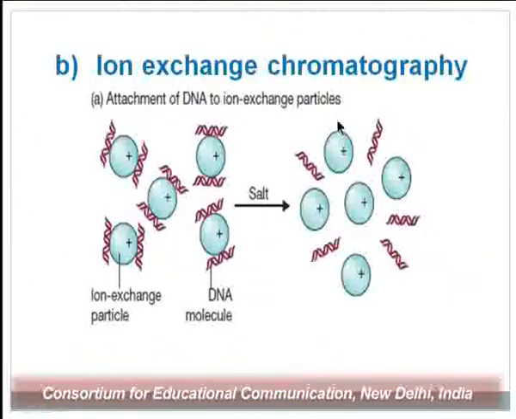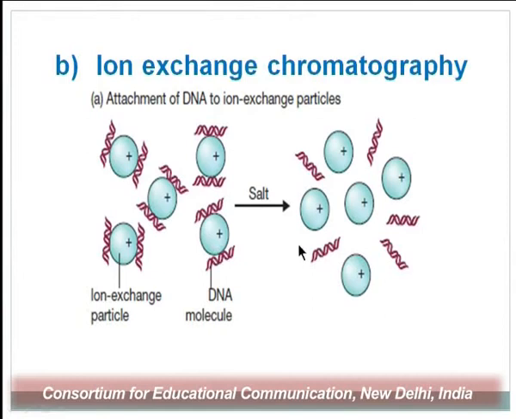More sensitive methods which are very prevalent are such as ion exchange chromatography. In ion exchange chromatography, the DNA attaches to ion exchange particles. These ion exchange particles are termed resin, and as you can see, it is a reversible process. As we add salt, the DNA will get removed from the resin molecules. Because the DNA is negatively charged, we can use positively charged molecules as the resin, and attach the DNA to it.